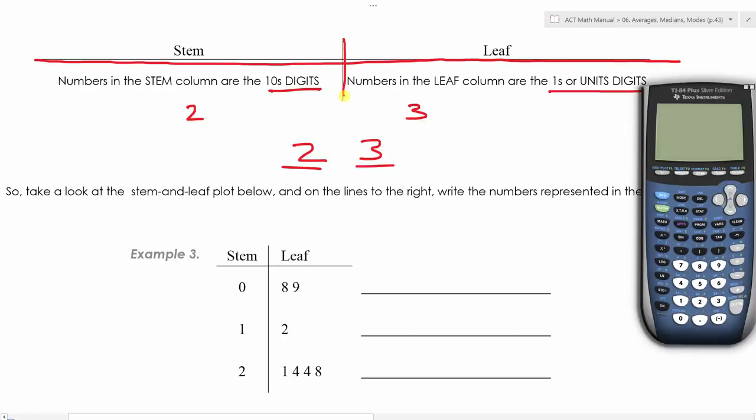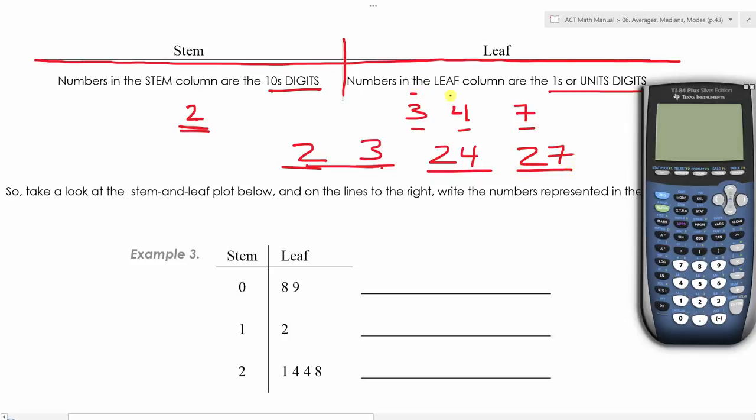Now, you may see multiple numbers in the leaf column. For instance, you might see a 3 and then perhaps a 4 and then perhaps a 7. And what that means is you actually have 3 different data points here. You have the 2 and the 3, so that would be the 23, tens digit, units digit, and then you will have a 2 and a 4, tens digit, units digit, so that will be a 24. And then you will have the 2 and the 7, which when you combine a tens digit of 2 and a units digit of 7, you get the number 27.